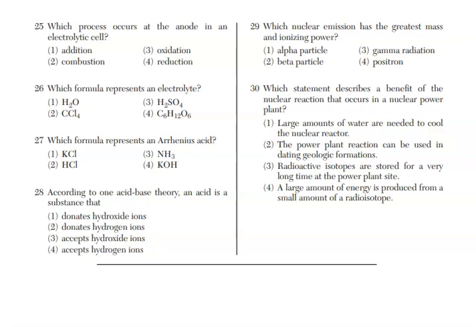All right, for 25 here, what do we have? We have which process occurs at the anode in an electrolytic cell. All right, you're going to have an anode and you're going to have a cathode.